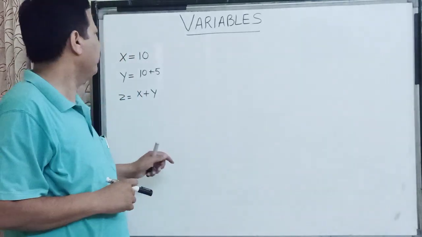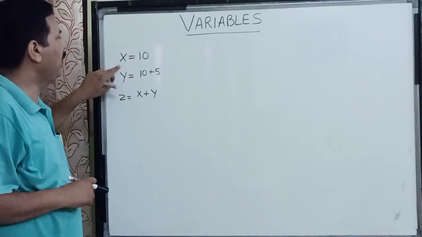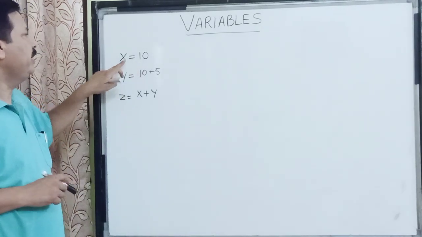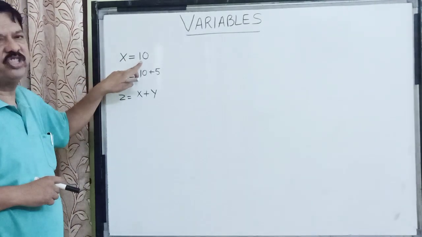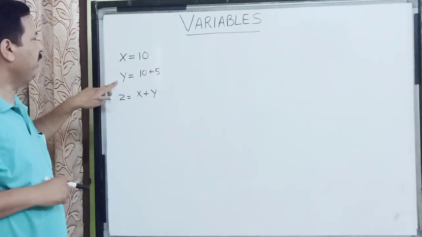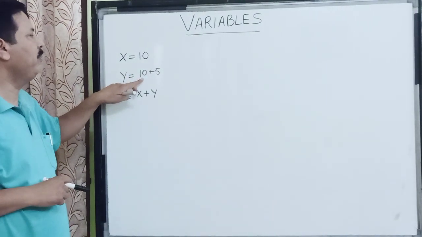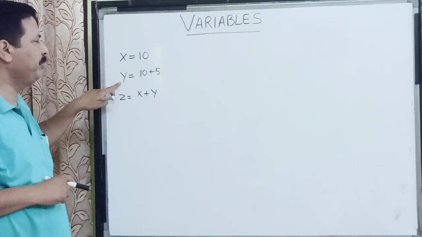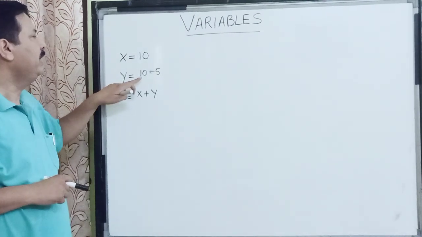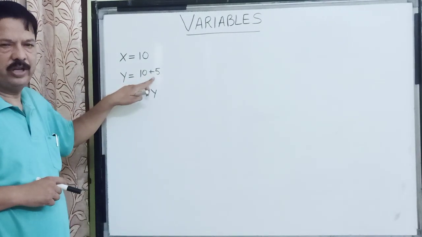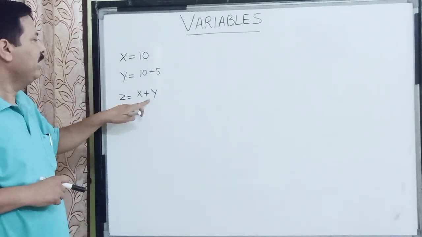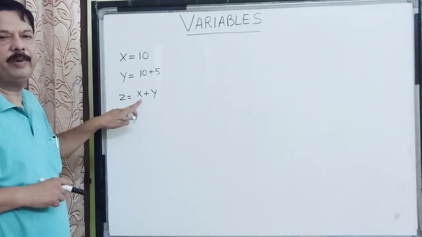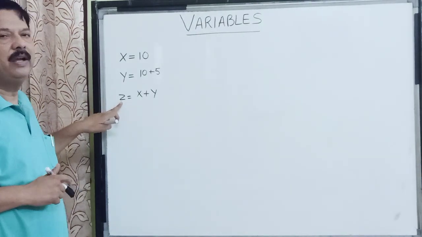Say for instance, children, here I have taken an example x is equal to 10. In this example, x is a variable and 10 is a constant. In the second example, y is equal to 10 plus 5. So y is a variable over here and 10 plus 5 is an expression. And in the same way, z is equal to x plus y is in the form of an expression and z is a variable.